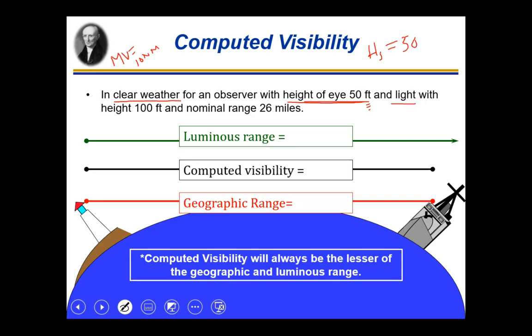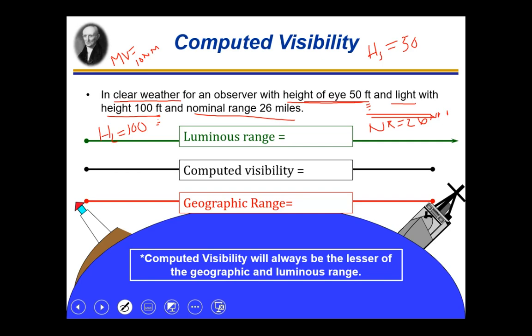Next up, we're talking about light height of 100 feet. So the height of the light is equal to 100 feet. Again, that's in units of feet, so we know we're good there. Finally, we have nominal range of 26 miles. And we know that nominal range is always in values of nautical miles, right? So 26 nautical miles.